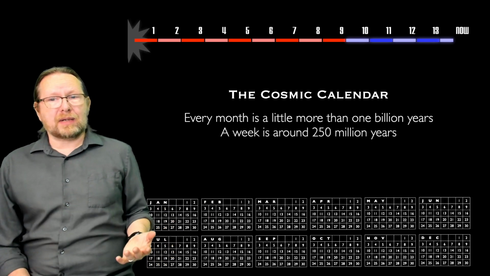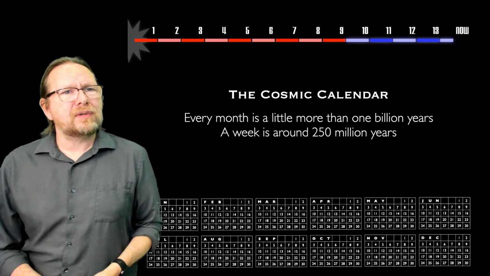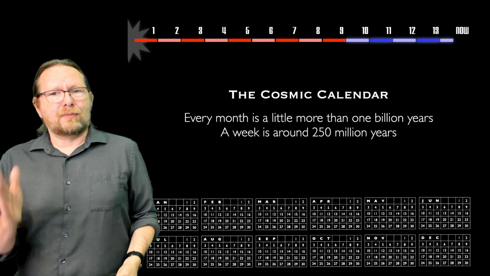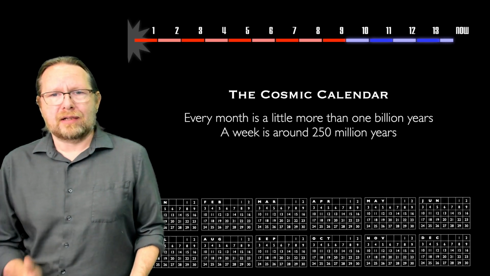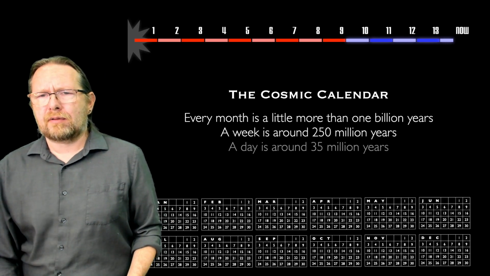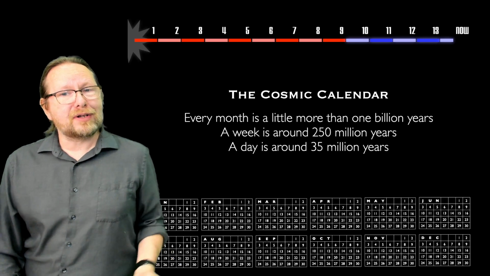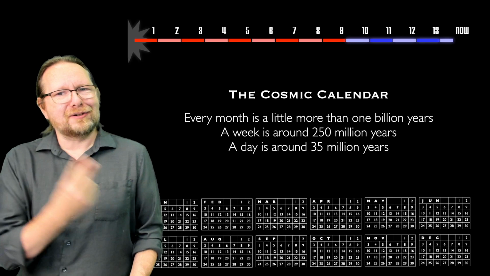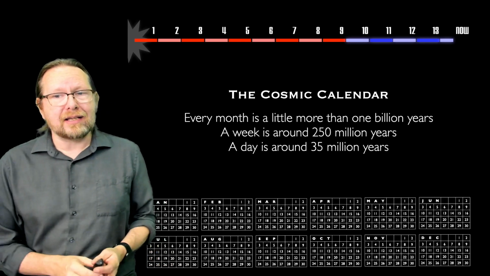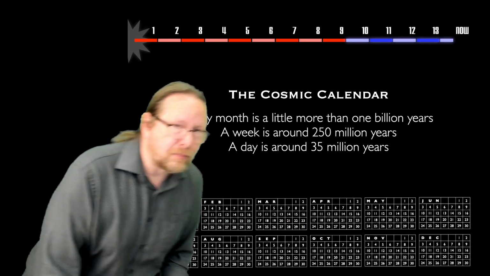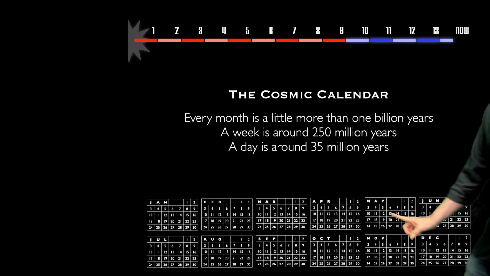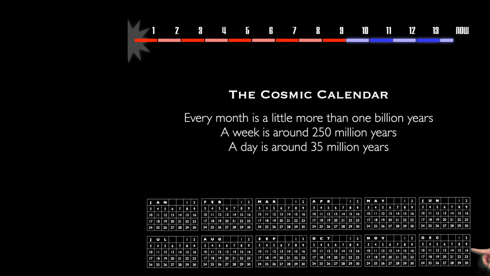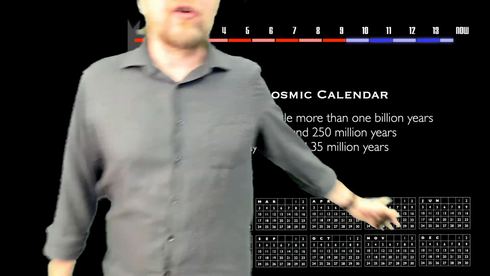Every week in the cosmic calendar represents about 250 million years. That's about the time from now to when dinosaurs evolved on the Earth. Every day is about 35 million years. That would mean dinosaurs became extinct 2 days ago on the cosmic calendar. So now is, I'm going to come over here, now is the end of December 31st. At midnight is now. The Big Bang is January 1st, New Year's Day.